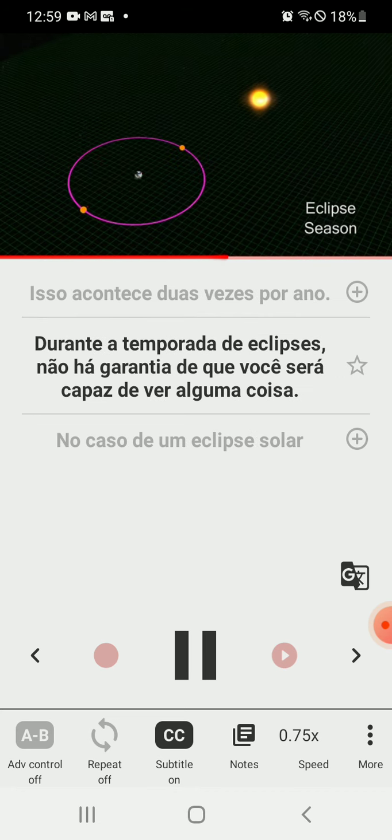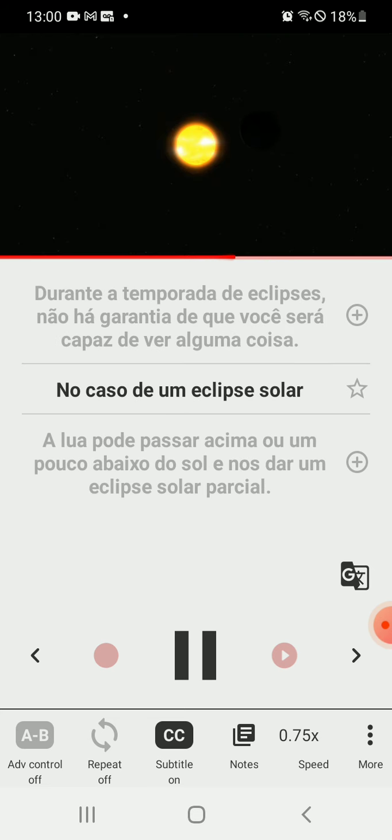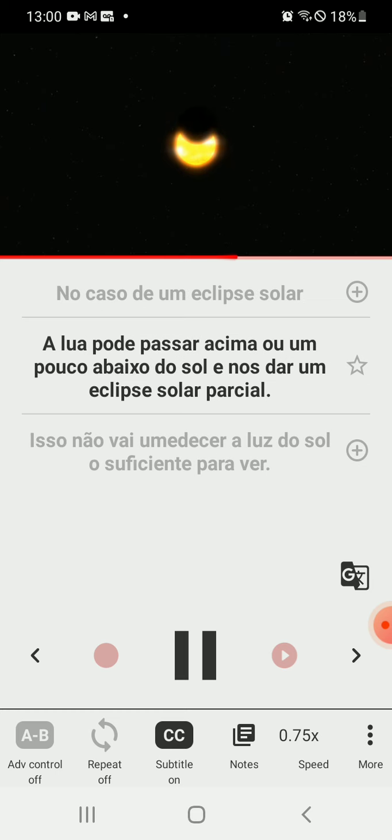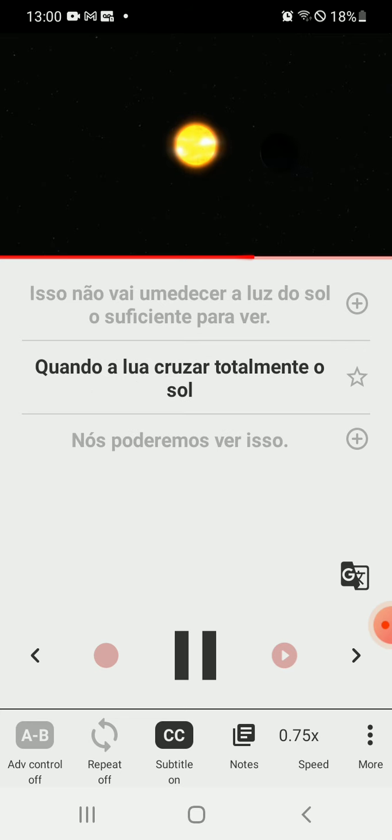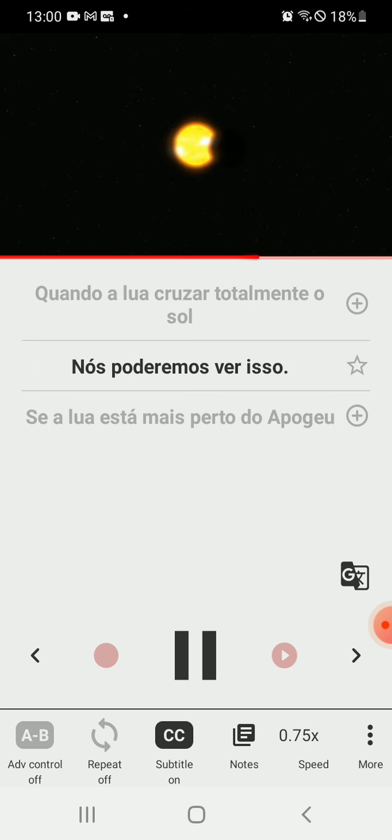During an eclipse season, there's no guarantee that you'll be able to see anything. In the case of a solar eclipse, the Moon may pass slightly above or below the Sun and give us a partial solar eclipse. This won't really dim the sunlight enough for us to see it. When the Moon entirely crosses the Sun, we will be able to see it.